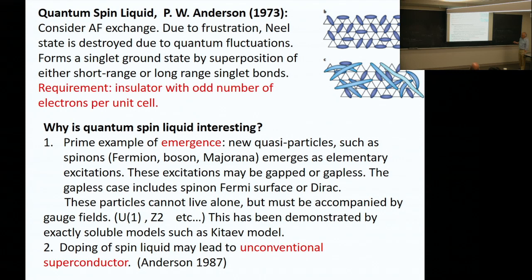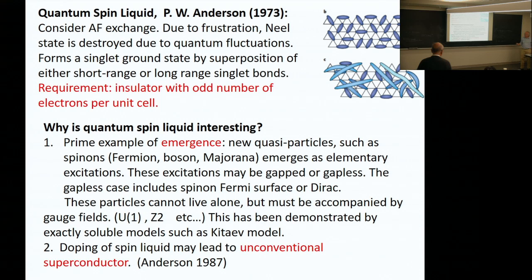So why are we interested in this subject? I think mainly because this is a prime example of the concept of emergence, right? I think this may not have been fully appreciated by Anderson back then, because what we now know is that when this happens, the spin liquid is not trivial, right? There would be new particles that showed up that were not there in the original system, such as fermions that carry spin, called spinons, and bosons and so on. And then maybe gauge fields show up. It could be a U(1) gauge field, it could be a Z2 gauge field.